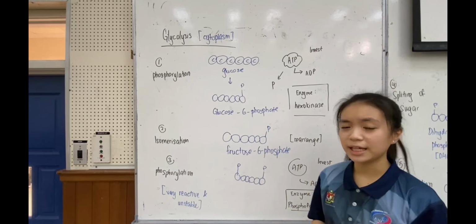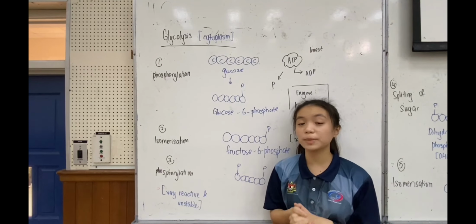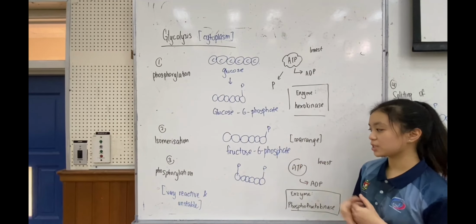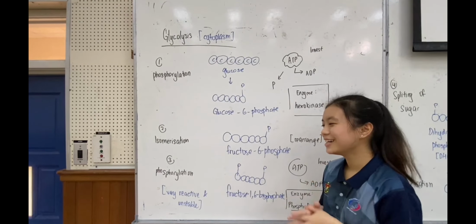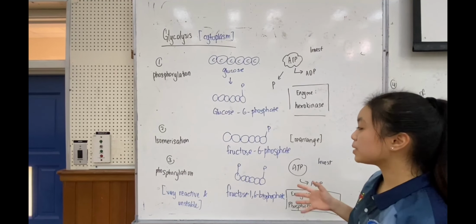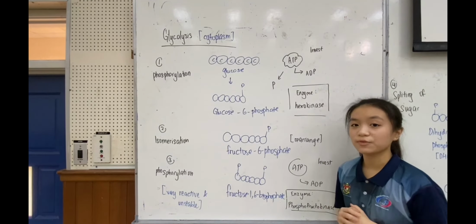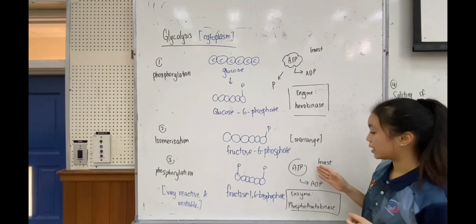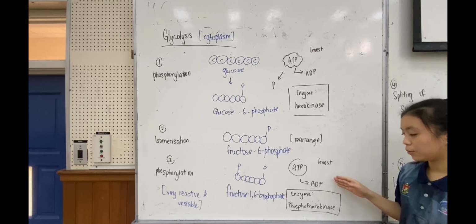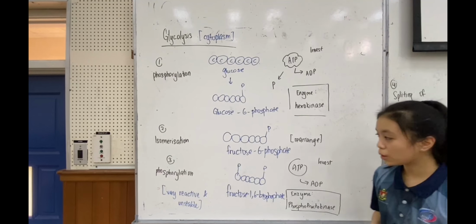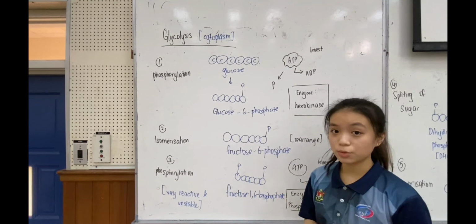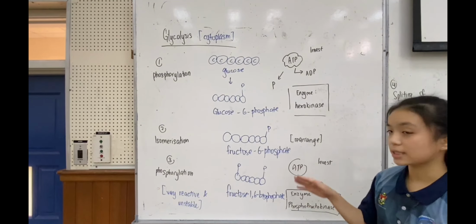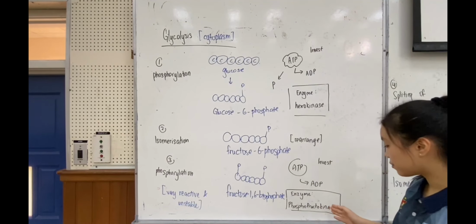Glucose 6-phosphate is very reactive and unstable. How do we make it stable? It undergoes isomerization, which rearranges it into fructose 6-phosphate, and now it is stable. The third step is phosphorylation, where fructose 6-phosphate gains another phosphate, again from ATP, which releases one phosphate and becomes ADP. It becomes fructose 1,6-bisphosphate. This reaction is catalyzed by an enzyme called phosphofructokinase.